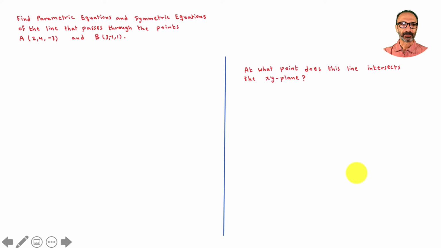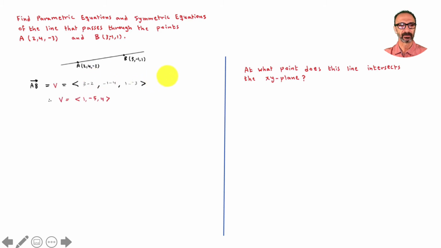Here's an example. Find parametric equations and symmetric equations of the line that passes through the points A and B. And after that, at what point does this line intersect the xy plane? We need to find parametric equations and symmetric equations. But what did I say earlier? You need a point and a direction vector. They did not give me a direction vector, but we could make it.